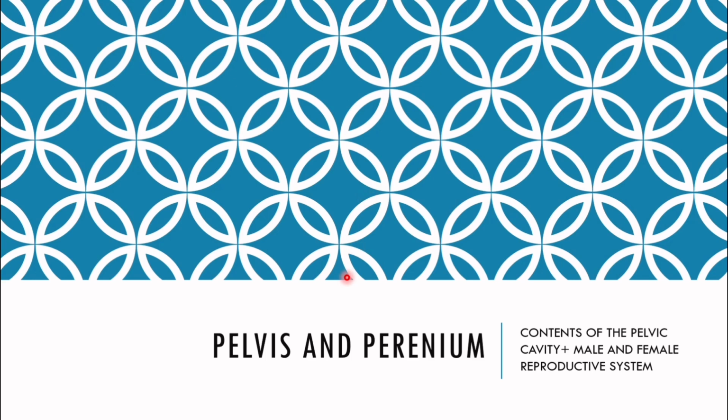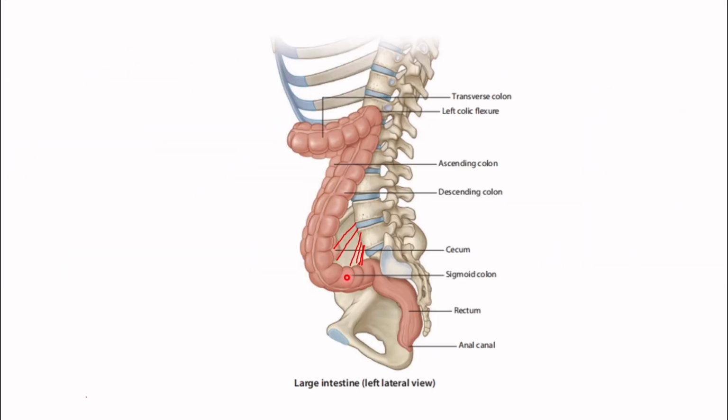Okay, so today we're going to talk about the contents of the pelvic cavity, plus a little bit about the male and female reproductive system. So the first organ which is found in the pelvic cavity is the sigmoid colon. It's a continuation of the descending colon.